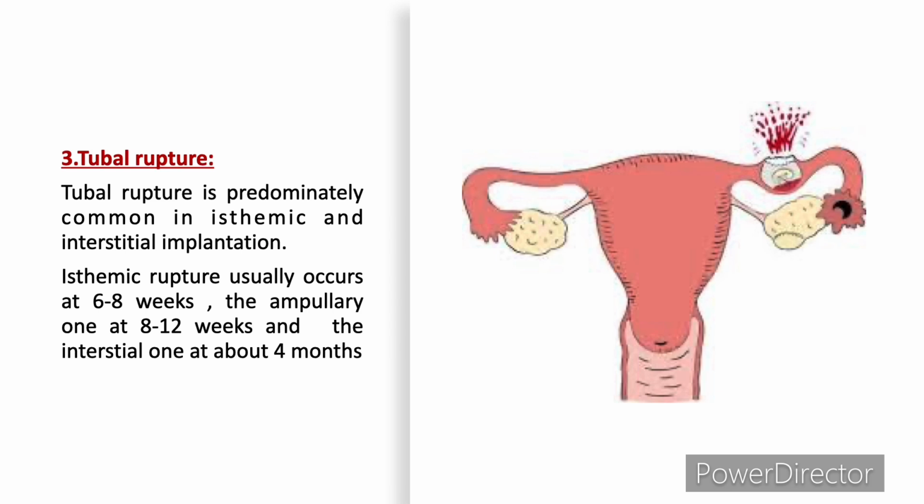Next one is tubal rupture. The tubal rupture is predominantly common in the isthmic and interstitial part of the fallopian tube. Isthmic rupture usually occurs at 6 to 8 weeks, the ampullary one at 8 to 12 weeks, and the interstitial one, that is any implantation in the interstitial part of the fallopian tube, may extend up to 4 months. So tubal rupture can happen in any part of the fallopian tube, which is one of the obstetrical emergencies.